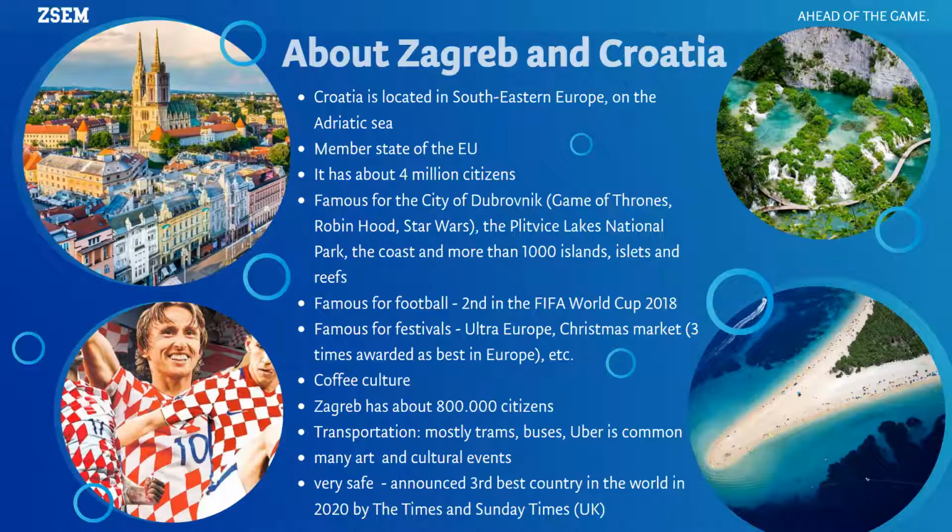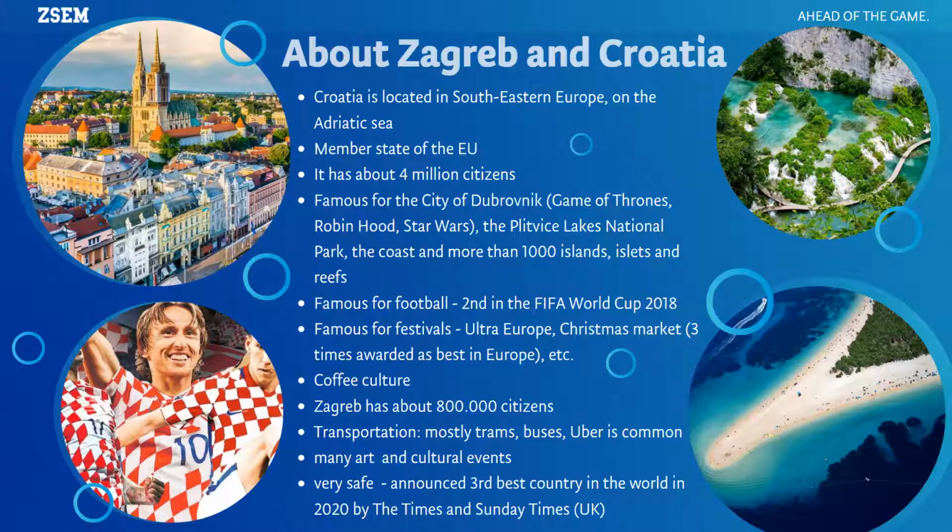Then it's also famous for the Plitvice Lakes National Park, the coast and more than 1,000 islets. For football, it won second place in the World Cup in 2018. It's famous for festivals, so we have the Ultra Europe festival, very popular in summer, and during the winter time, Zagreb has a very famous Christmas market, which was 3 times awarded as the best in Europe. Then also Croatia is very popular for the coffee culture. When you come to Croatia, you will see there are many coffee bars around, and the people like to spend time in them and socialize with their friends.